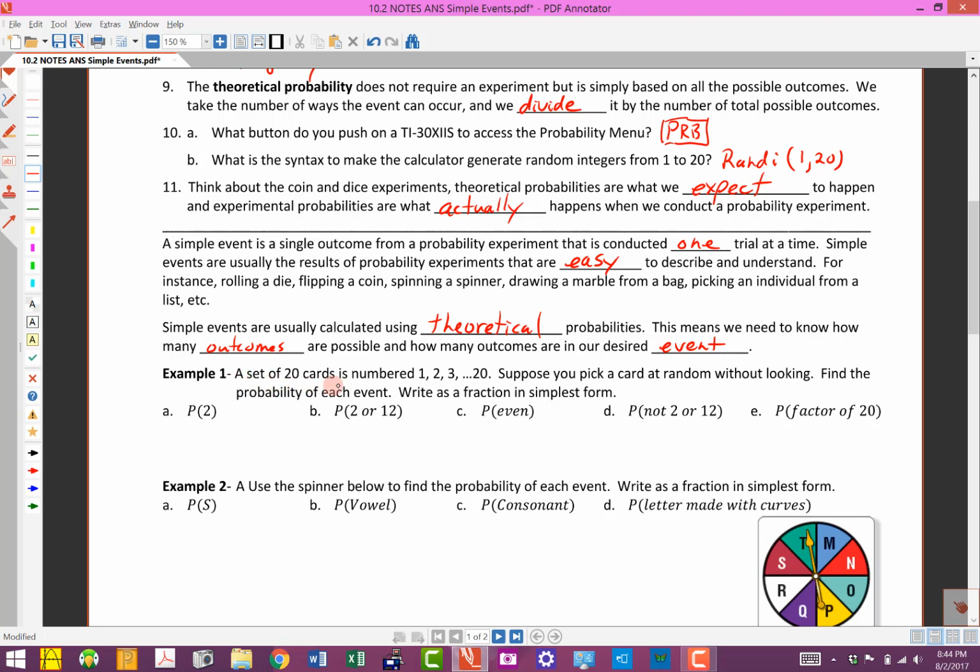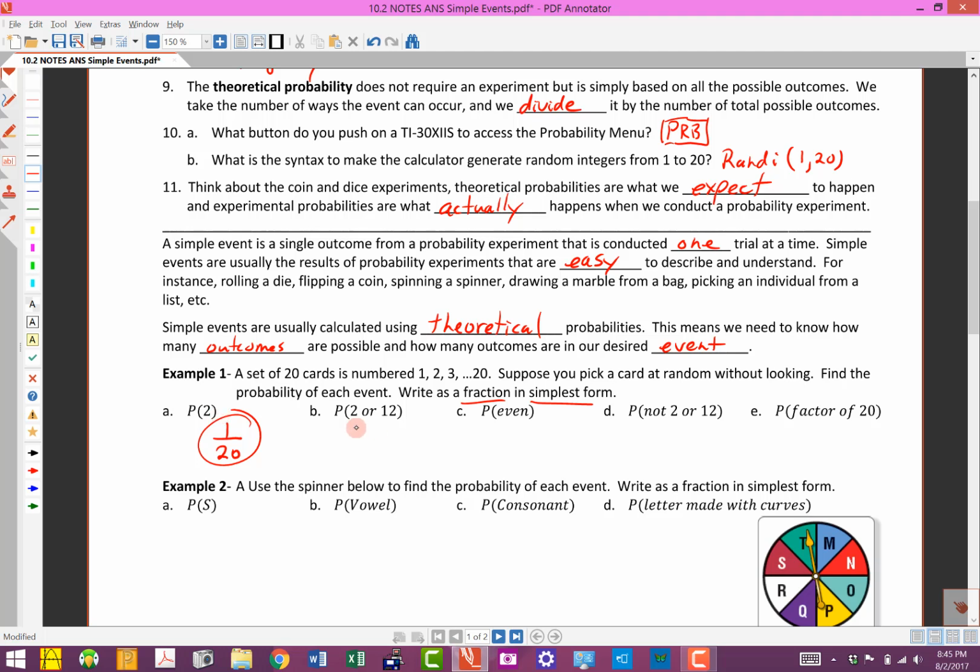So here's the first example of a simple probability. A set of 20 cards is numbered 1 through 20. Suppose you pick a card at random without looking. So you've got this deck of 20 cards, and you're just going to pull one out without looking. Find the probability of each event and write the fraction in simplest form. Probability of getting a 2. Remember, this is theoretical probability. There are 20 different outcomes, and we just want to know how many of them are 2s. There's only one 2 in the deck, so that's the answer, and 1/20 doesn't simplify at all.